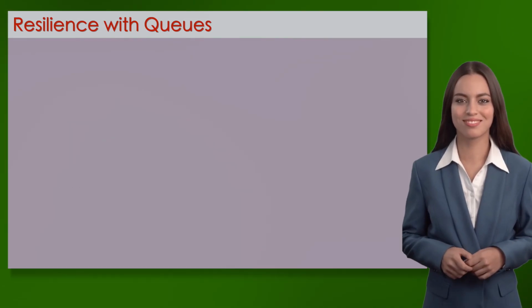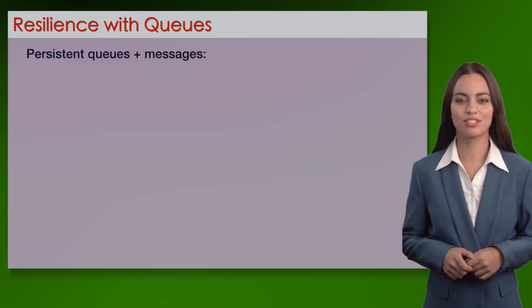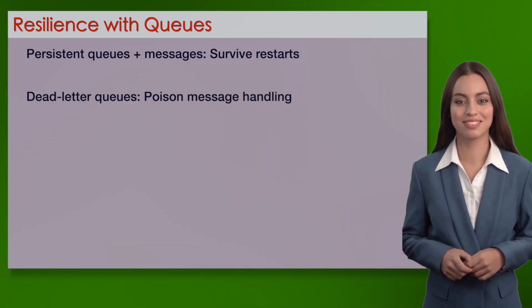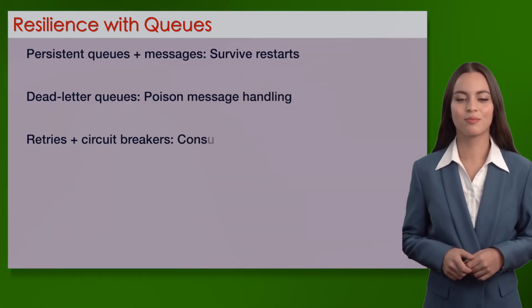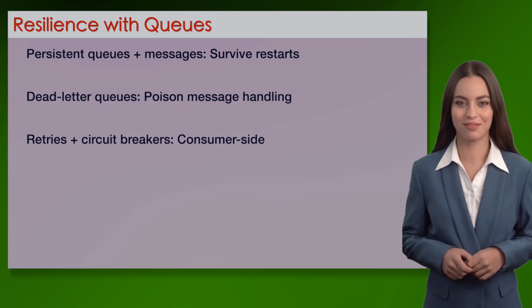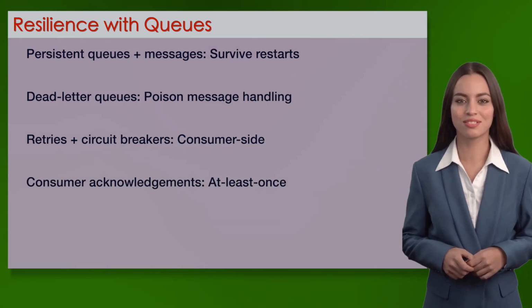Resilience with queues. Persistent queues and messages survive broker restarts. Dead letter queues isolate poison messages for inspection. Combine with consumer-side retries and circuit breakers from day 28 for robust processing. Acknowledgements provide at-least-once delivery guarantees.